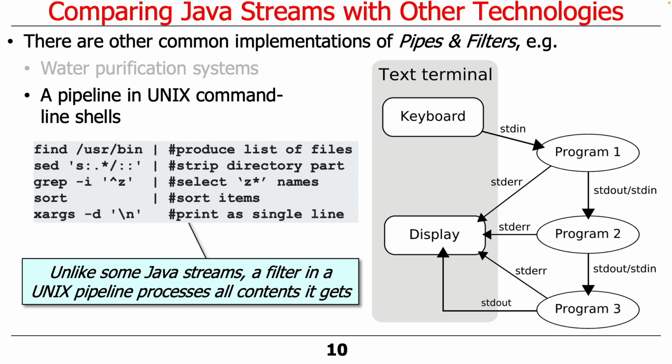As I mentioned before, unlike some Java streams, which support short-circuiting, a filter in a Unix pipeline processes all the contents that it gets. It won't short-circuit typically. And it also buffers in ways that you don't get with some Java streams.